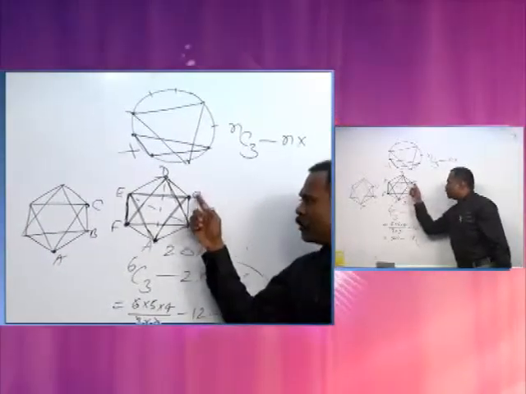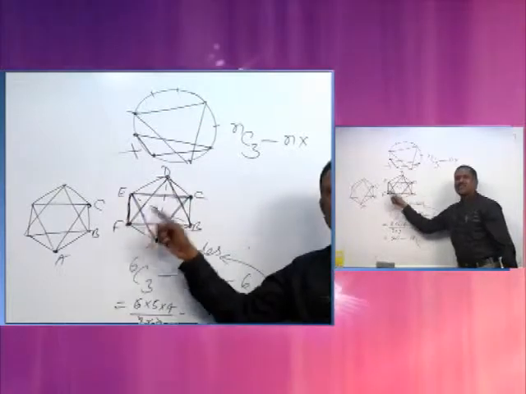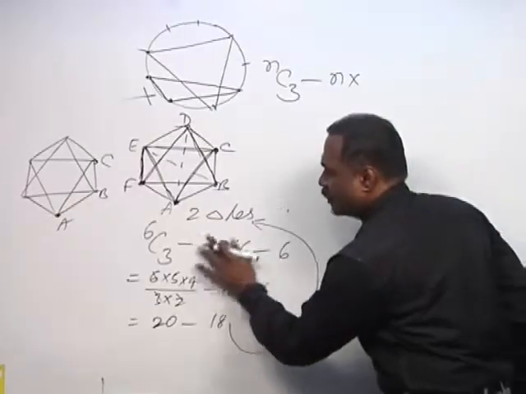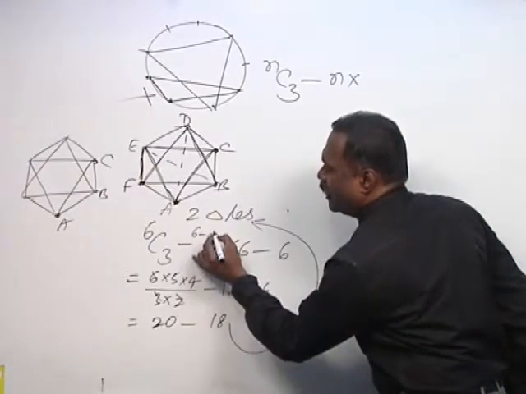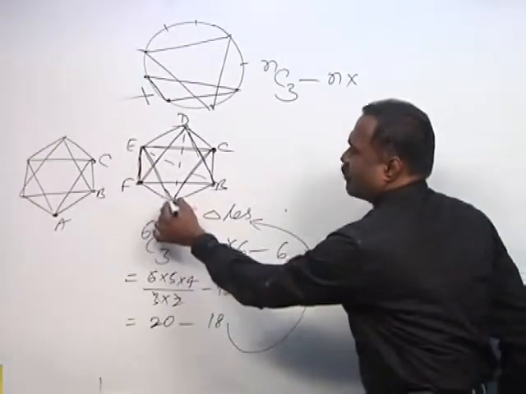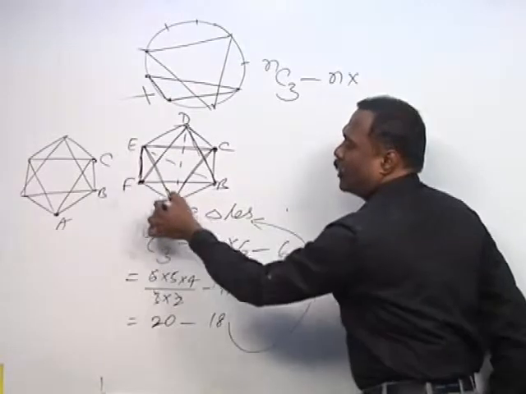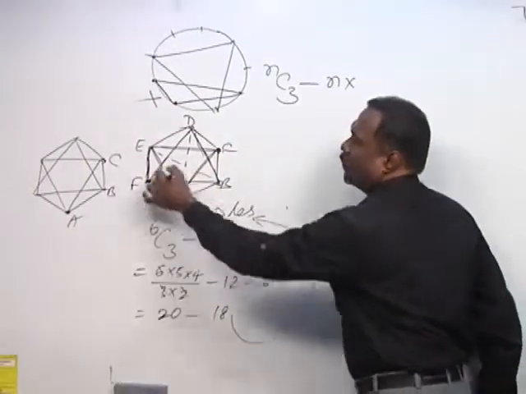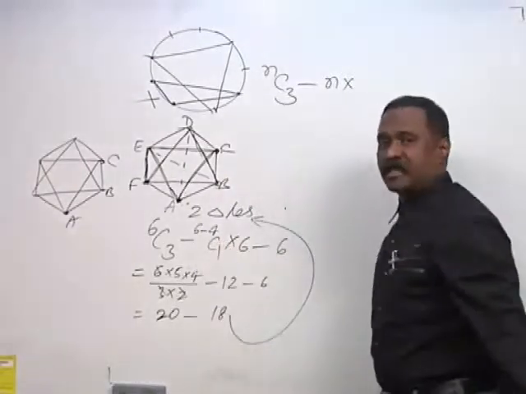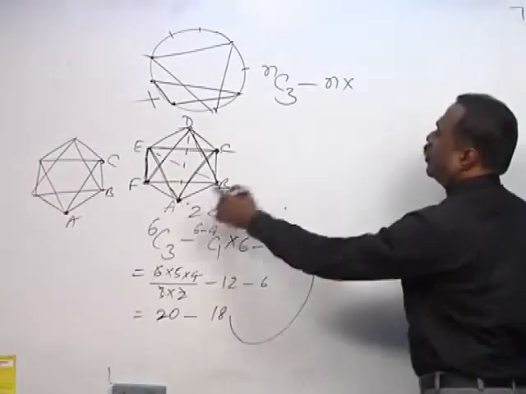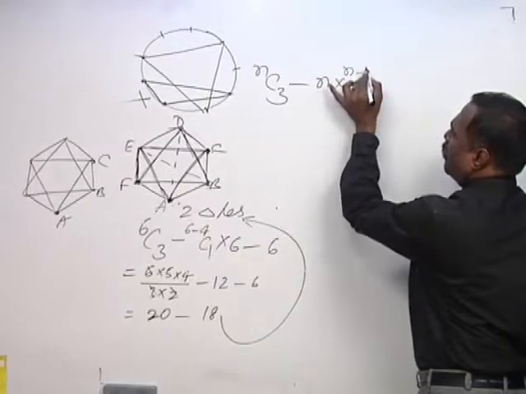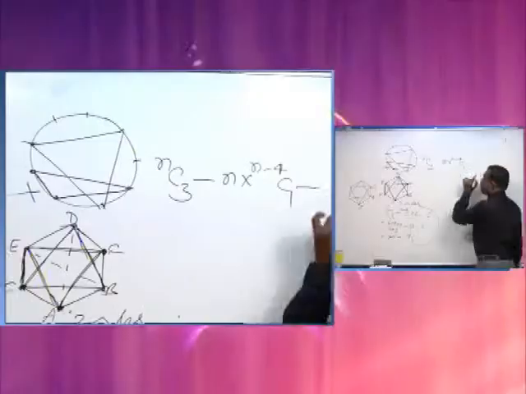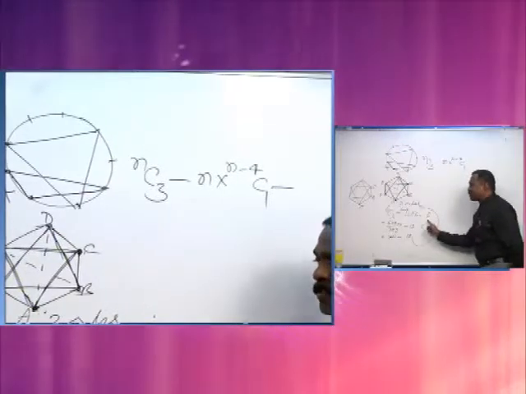For AB, these adjacent points are not taken. AB adjacent points are not taken. That means it is nothing but 6 minus 6. Totally 6 are there. So how many points are avoided? 4 points are avoided. So 6 minus 4, C, how many points are taken? 1. 6 minus 4 C1. So it is nothing but n minus 4 C1 minus what is 6 here?